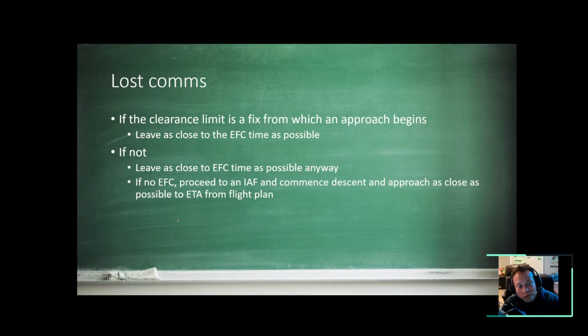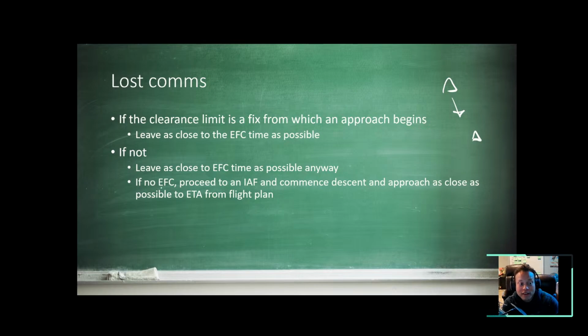And then in a hold, if the clearance limit is a fix from which an approach begins, then you can leave as close to the expect further clearance time as possible, right? So if you're holding at the beginning of an approach, just time your turns until you're at your expect further clearance time and then start the approach. If not, you want to leave as close to the expect further clearance time as possible and then go to an initial approach fix and then start the approach.